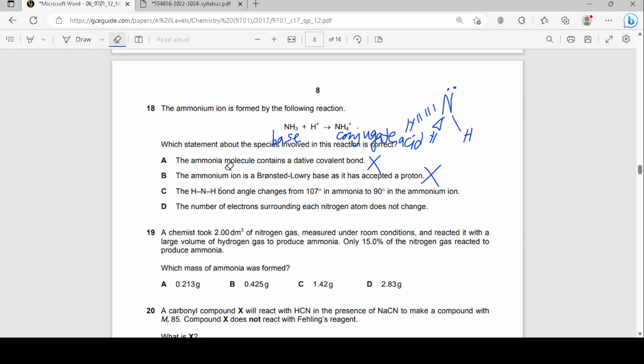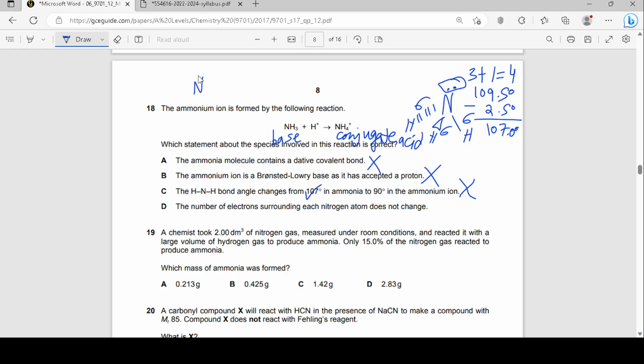Now, option C: the H-N-H bond angle changes from 107 degrees in ammonia to 90 degrees in the ammonium ion. That's also quite obviously wrong. In ammonia, you have three sigma bonds and one lone pair, so 3 plus 1 equals 4. The steric number, which is the total number of sigma bonds plus lone pairs on the atom, is 4. Because of that, the bond angle should be 109.5 degrees, but because of the lone pair it gets reduced by approximately 2.5 degrees, so it becomes 107 degrees. So the bond angle in ammonia is 107 degrees. That part is right.